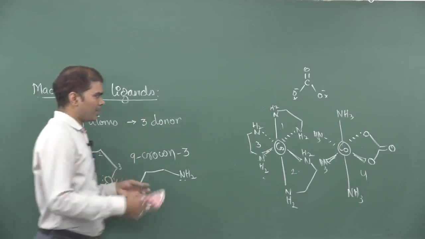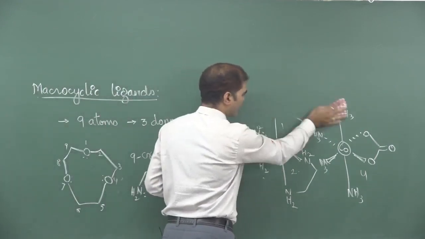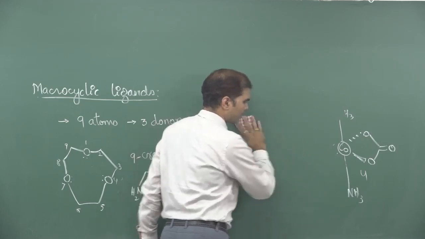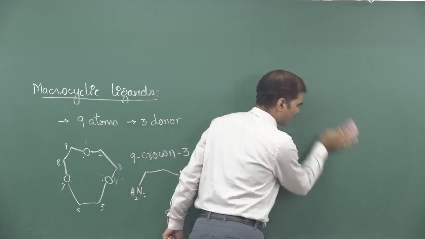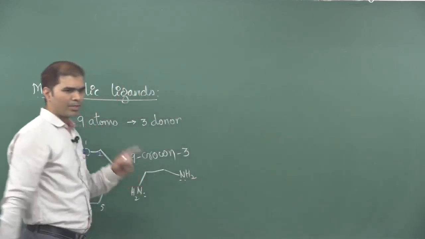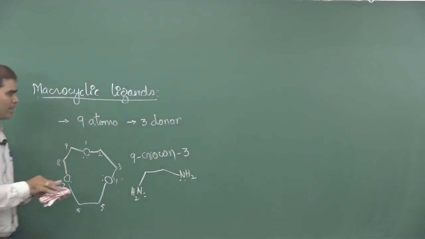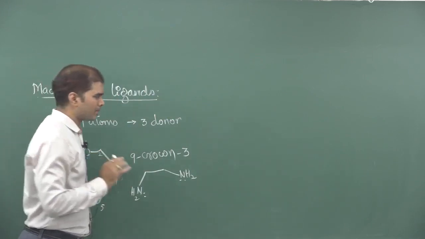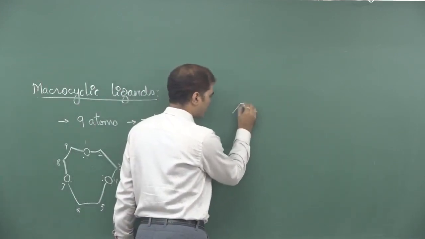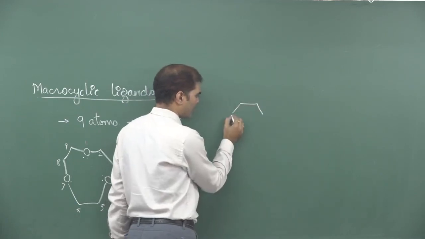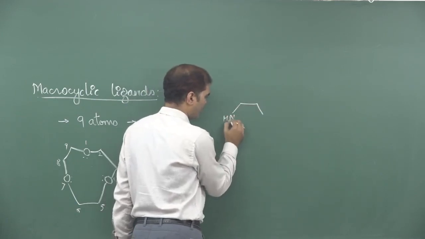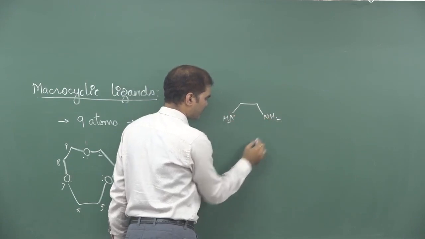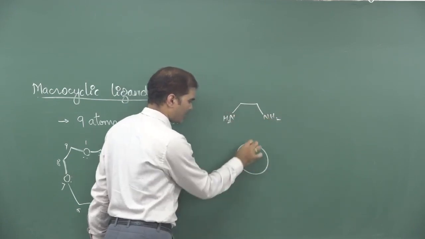What are the reasons for it? Simply I will tell you. Because macrocyclic and cryptate ligands are not part of your syllabus, only the chelating effect has been given. But just let us discuss that effect also. Suppose this is an acyclic ligand, some donor atom is present. Let me take it as NH2. This is a macrocycle, some donors are present in it.